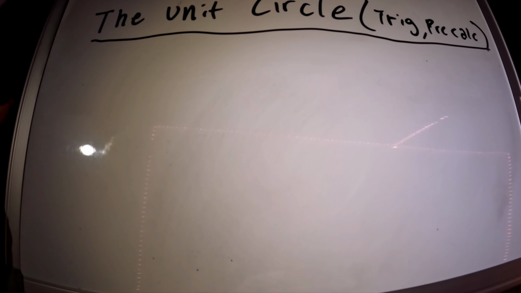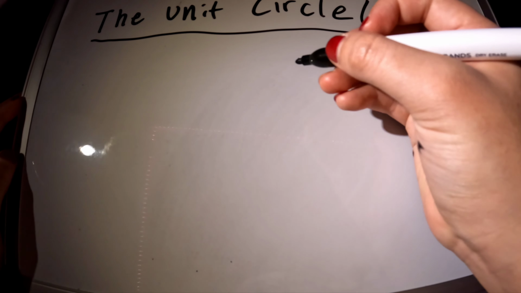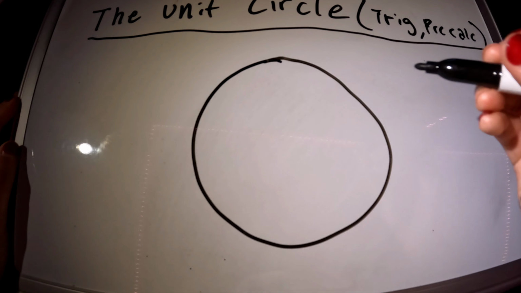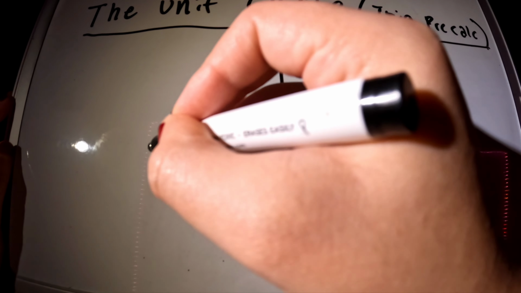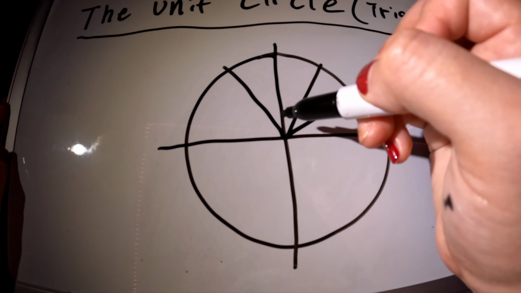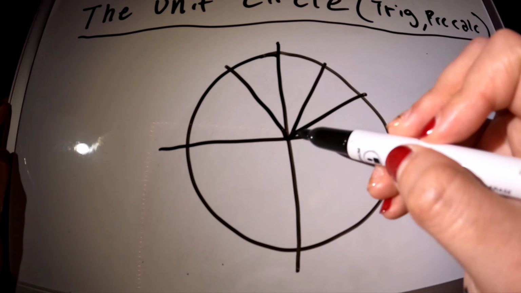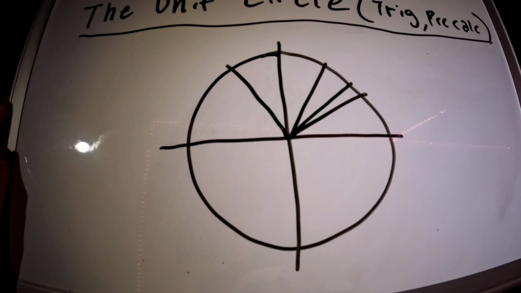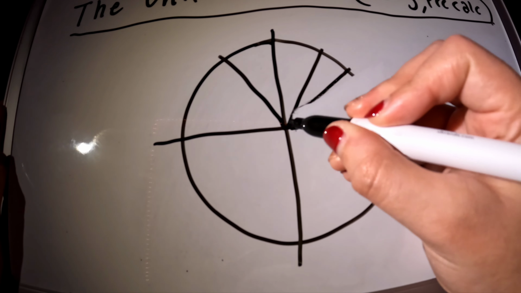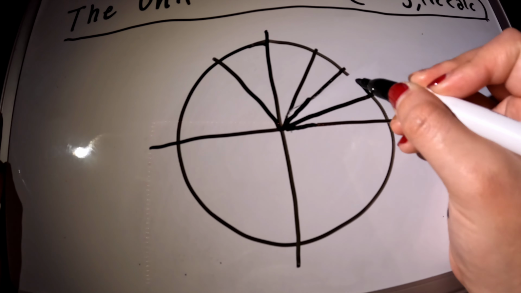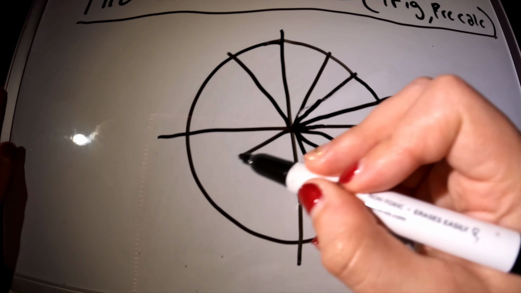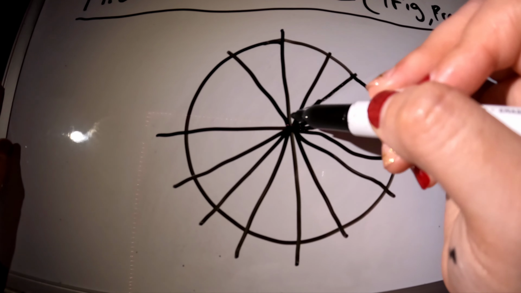Most typically it's divided into about 12 sections, a circle. So let's draw it like this, and then we'll divide it into 12 sections. And forgive my terrible drawing skills.